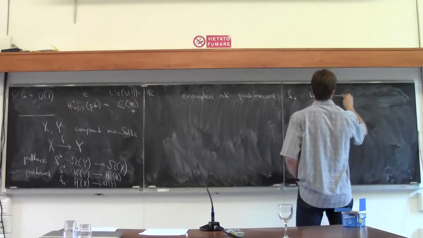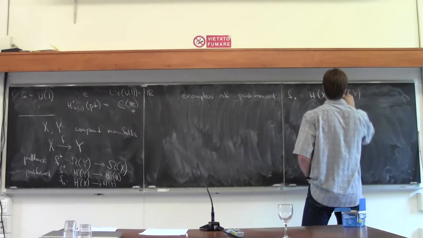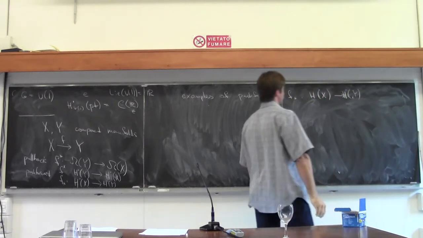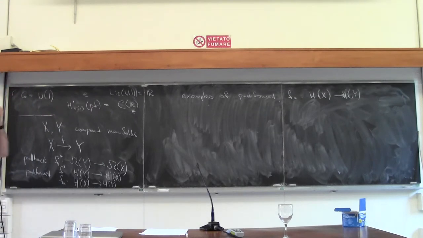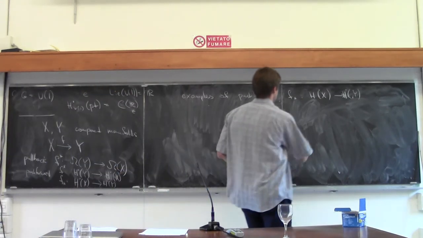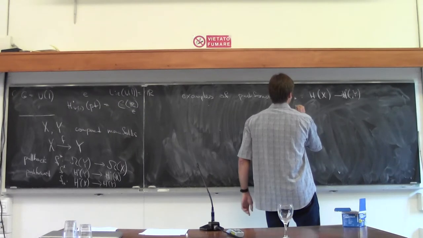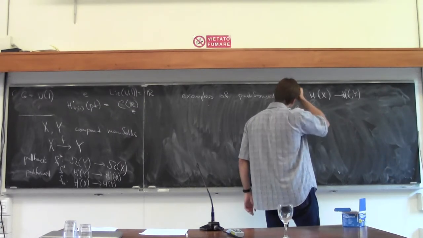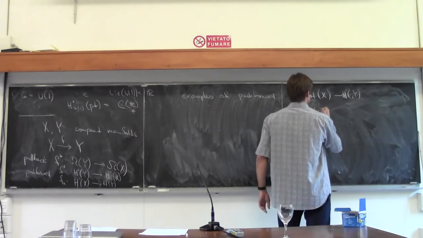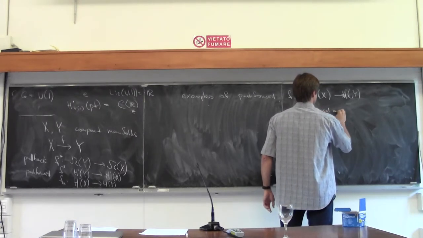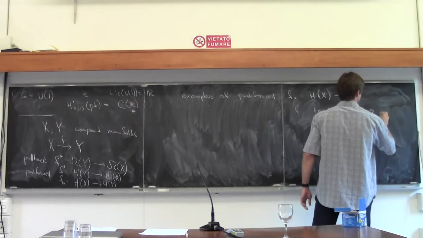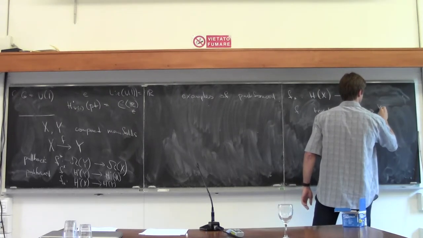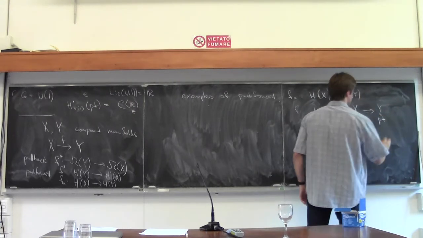From X to Y. So what can we do? For example, we can take the map F to be just a trivial map from the manifold X to the manifold Y, which is taken to be a point.